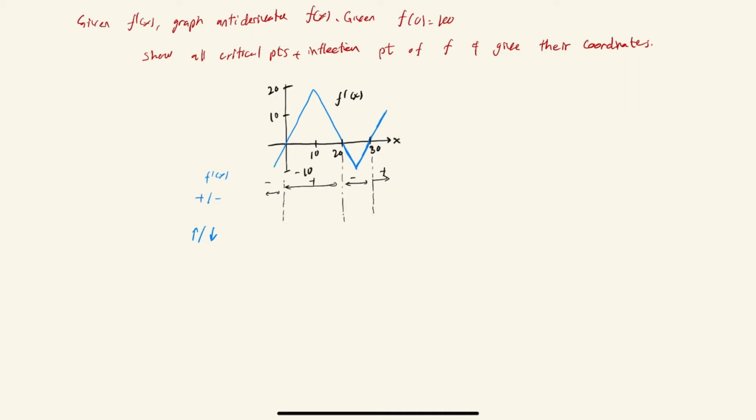Now, when it's increasing or decreasing, here we will have 3 segments. On the first region, f prime of x is increasing. On the second, it's decreasing. And on the third, it's increasing again.